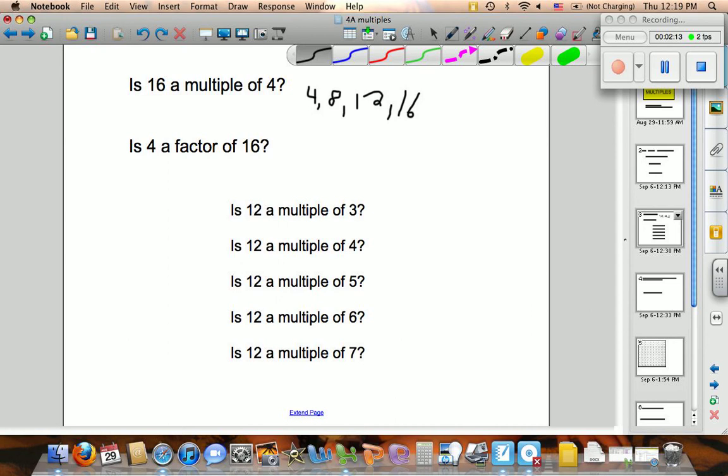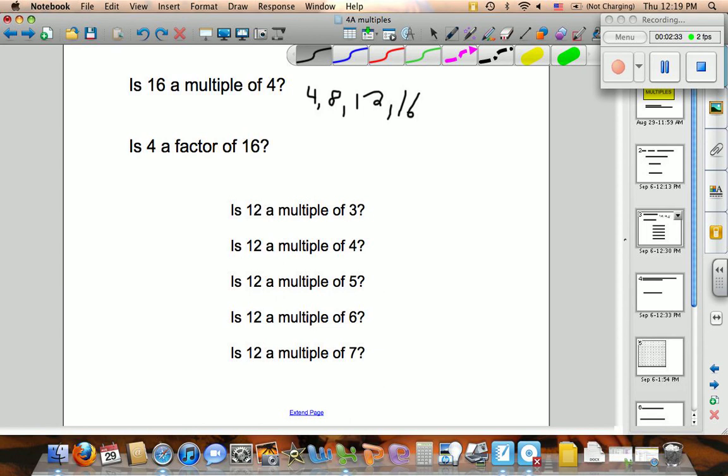So then we learned about factors, and is 4 a factor of 16? Can you multiply 4 by another whole number to get 16? And yes, the answer is yes. So is 12 a multiple of 3? Well, we can count by 3s to find out. 3, 6, 9, 12. Yes.